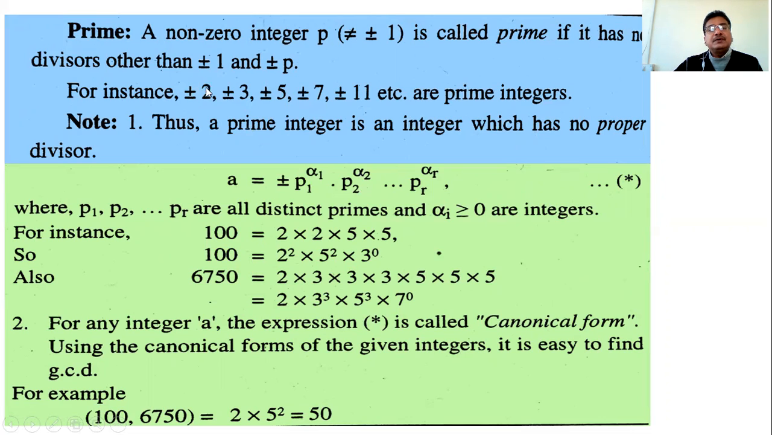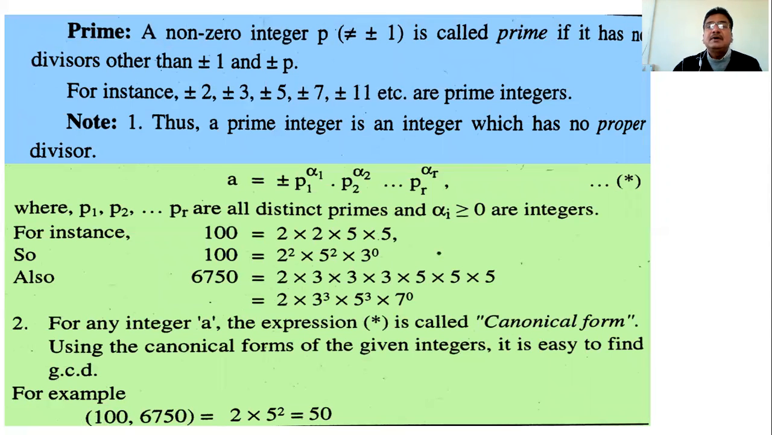And if you consider 2, then what are the divisors of 2? Plus minus 1 and plus minus 2. So 2 is prime. Plus 2 or minus 2, both are prime. Plus minus 3, plus minus 5, plus minus 7. 8 is not prime because 8 has proper divisors, plus 2, minus 2, plus 4, minus 4. Okay. 9 is also not a prime integer. Why is 9 not a prime integer? Because 9 has proper divisors. What are the proper divisors of 9? Plus minus 3. 3 divides 9 as well as minus 3 divides 9. And that's why 9 is not a prime integer.